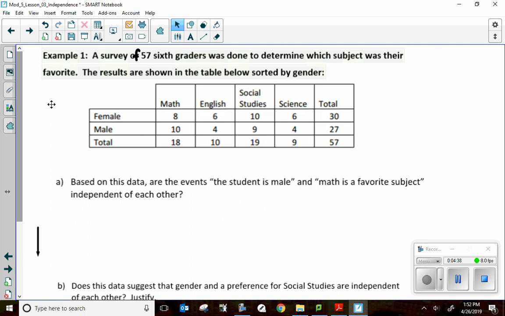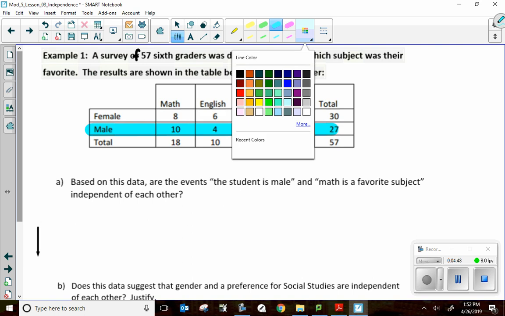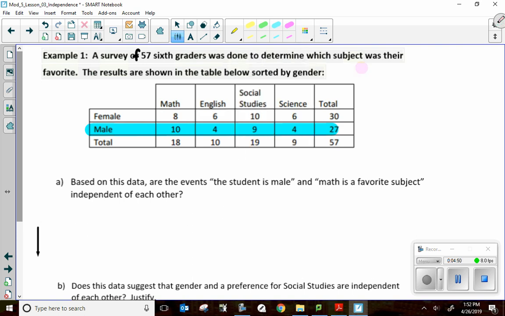All right, so let's just take a look at what we got. Here are all the males in blue, a total of 27. Here are all the females. The total is 30. If I add 30 and 27, I get 57 total. That's how many people were asked about their favorite subject.